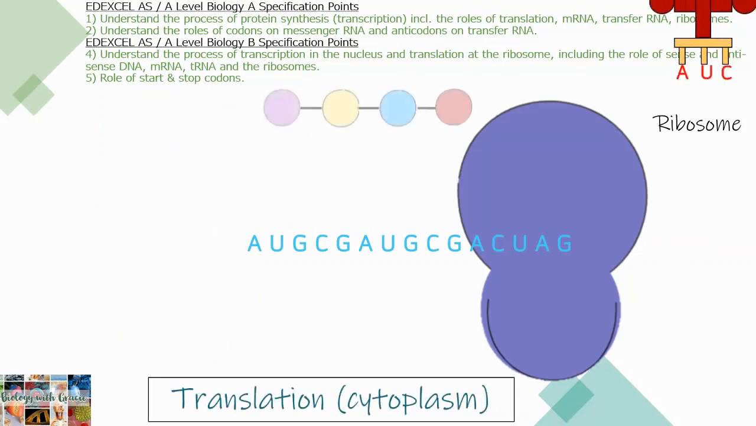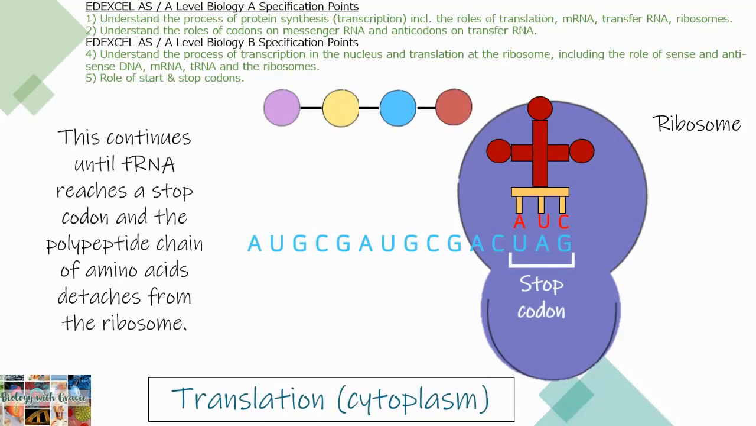So tRNA continues to bring amino acids to the mRNA on the ribosome until it reaches a stop codon, and the polypeptide chain of the amino acids then detaches from the ribosome.